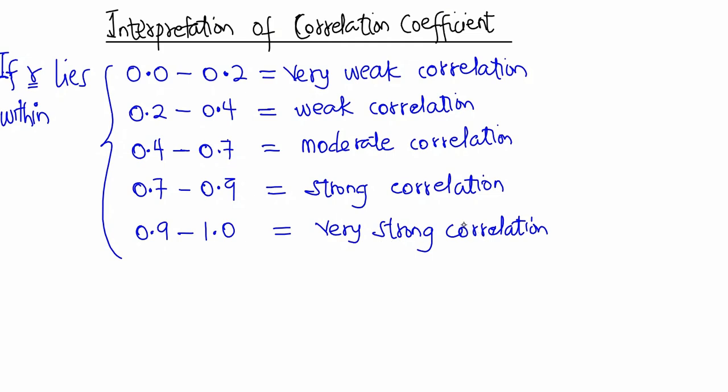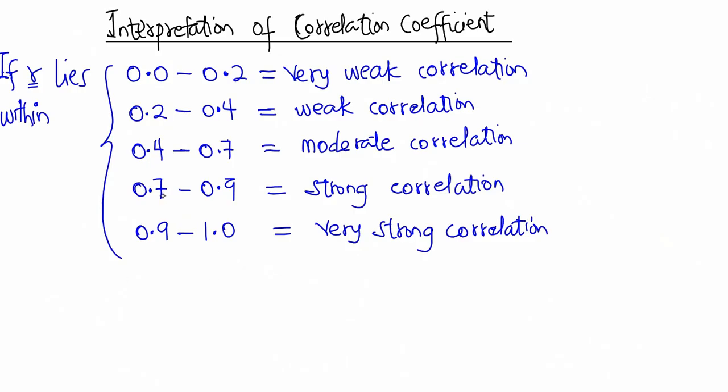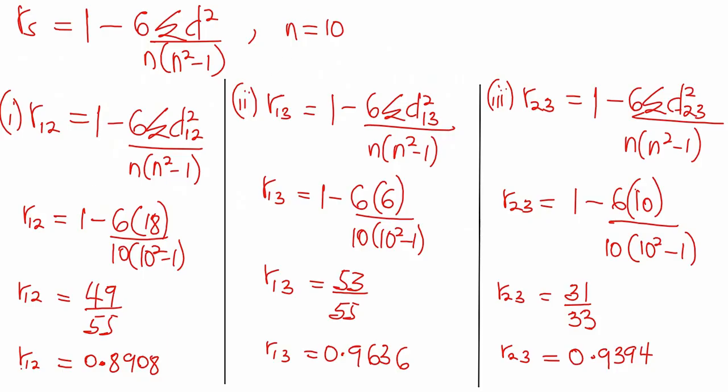Now we go back to look at the values and see where they lie. For the first R value, that is 0.8908, we can see that it lies within 0.7 to 0.9. So that is a strong correlation. So beside it, we can write SC for strong correlation for examiner 1 and 2. Now let's go back to the next one.